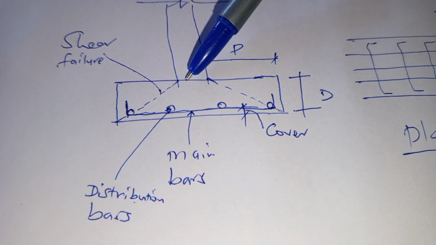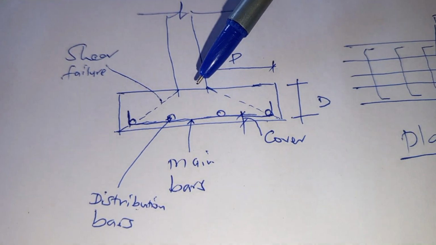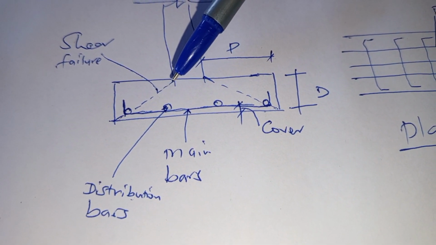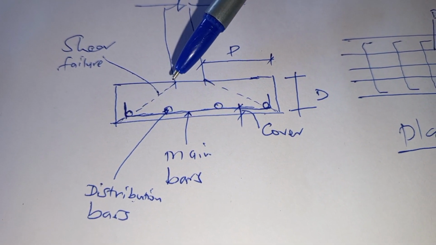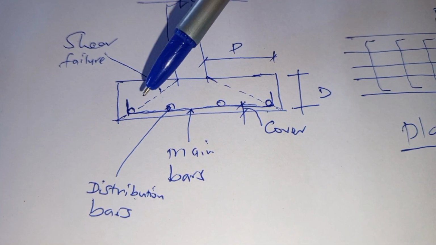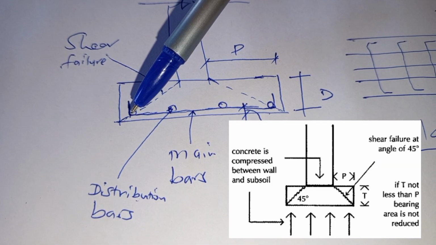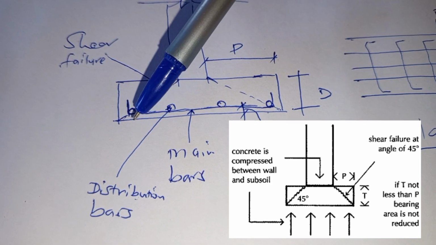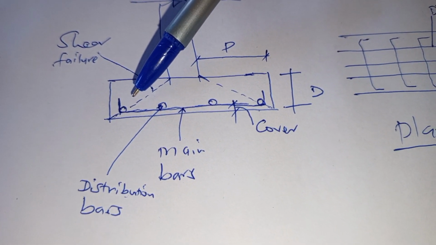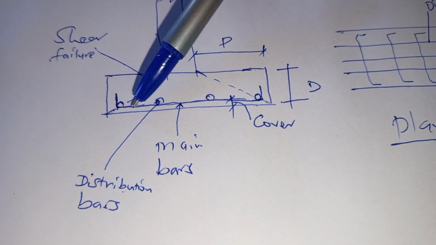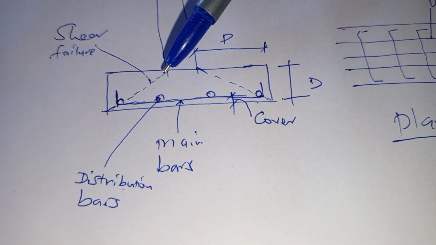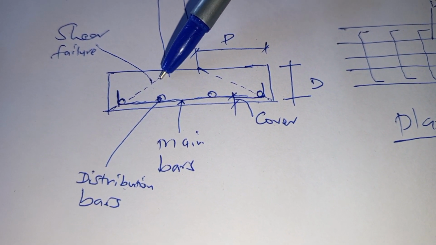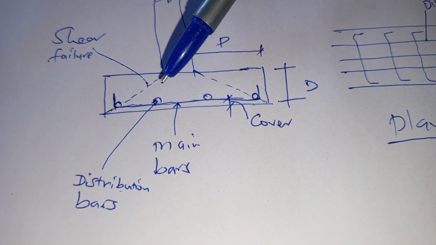We can remind ourselves again, this is the line of shear. This is where the failure takes place when the strip foundation fails, and it normally occurs at an angle of 45. To counter this failure, we do the reinforcement detailing whereby we have our main bars as bottom one bars and our distribution bars as bottom two bars.